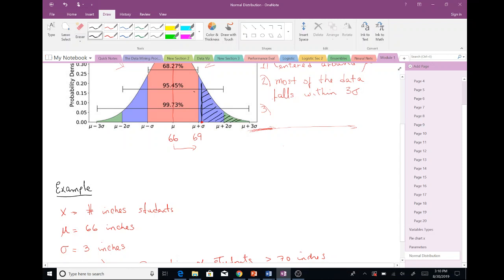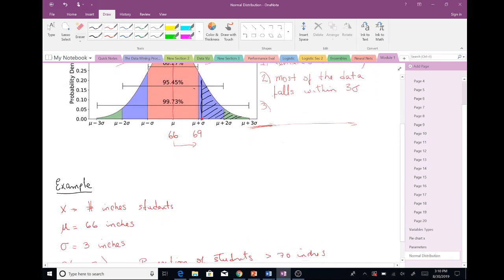By visual inspection, we know that this probability has to be less than 50%, because we have 50% from 66 above and 50% from 66 below. So 69 would be something below that, so it would be anywhere between 0 and 50%, but it has to be less than that. Okay.